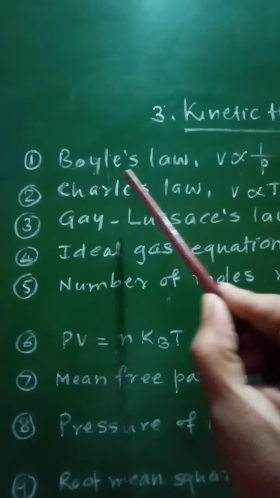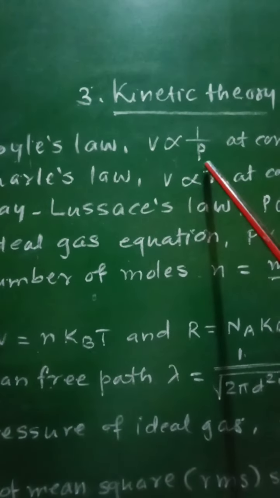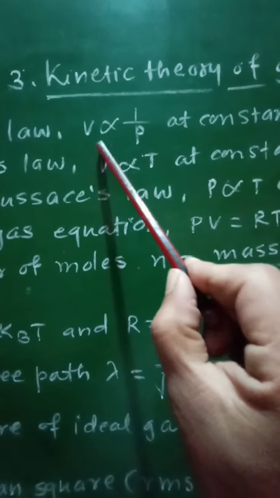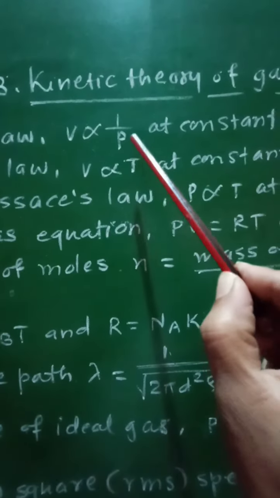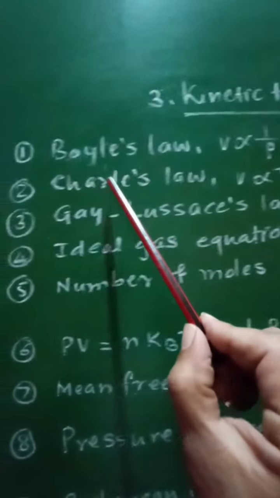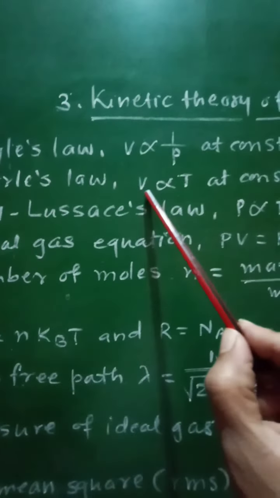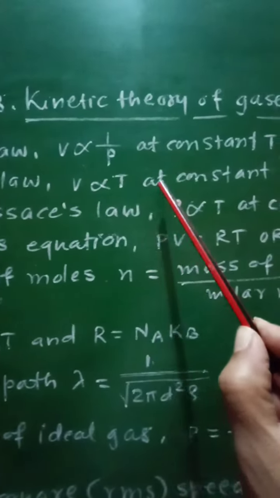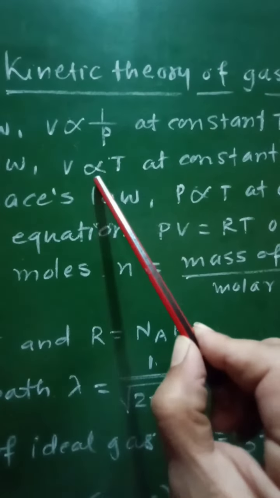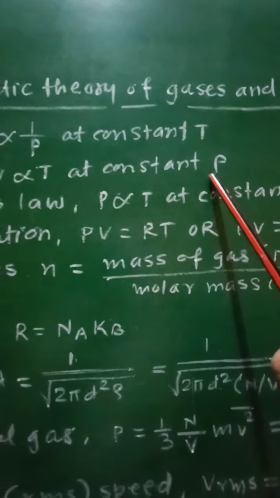First is Boyle's law, which is given as V is inversely proportional to P at constant T. That is, volume of given mass of gas is inversely proportional to its pressure at constant temperature. Second law, that is Charles' law: V is directly proportional to T at constant P, that is volume of given mass of gas is directly proportional to its temperature at constant pressure.